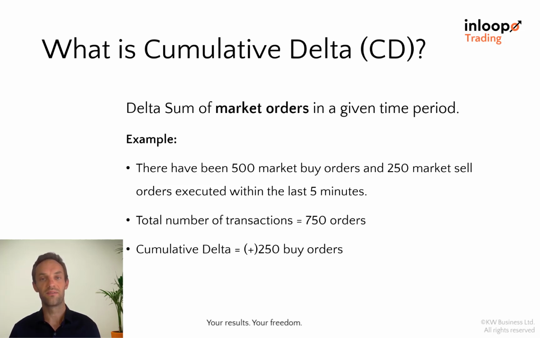And the cumulative delta is the difference, the delta difference between those numbers, market buy orders and market sell orders. So for this example, it is exactly 250 market buy orders, so it is a positive delta. Of course, you always need to know that these are only market orders. Cumulative delta just shows the market orders. There are also, of course, limit orders on the other side, which also get transacted. And there are various ways how you can use and see cumulative delta for your trading.